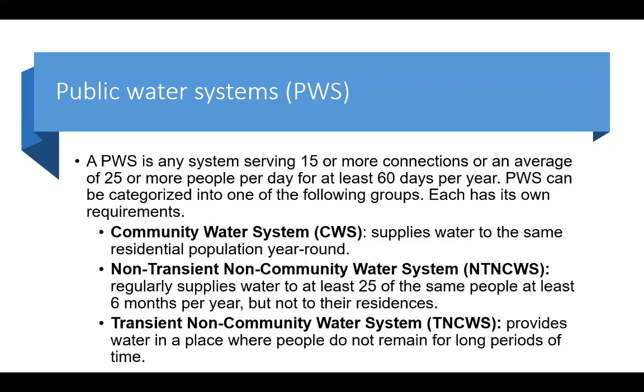And then we have transient non-community water systems, and these provide water to places where people don't reside or don't stay at for a long period of time. So this could be a campground, a rest stop. They have their own water supply, but those people that visit that facility don't stay for any long period of time.